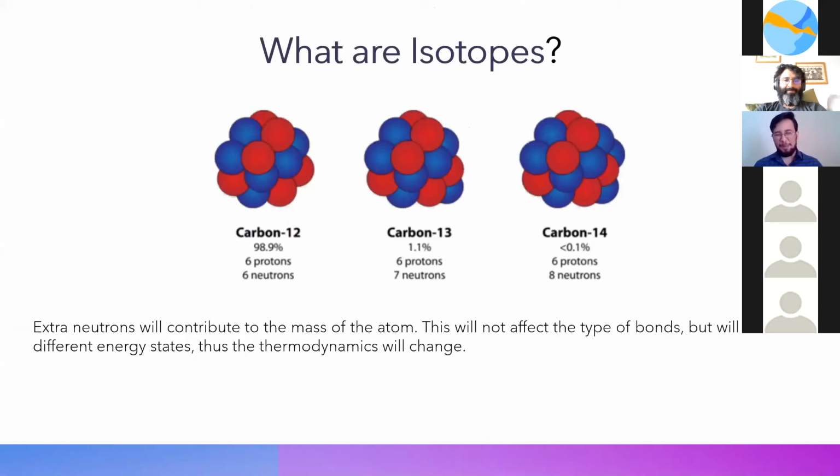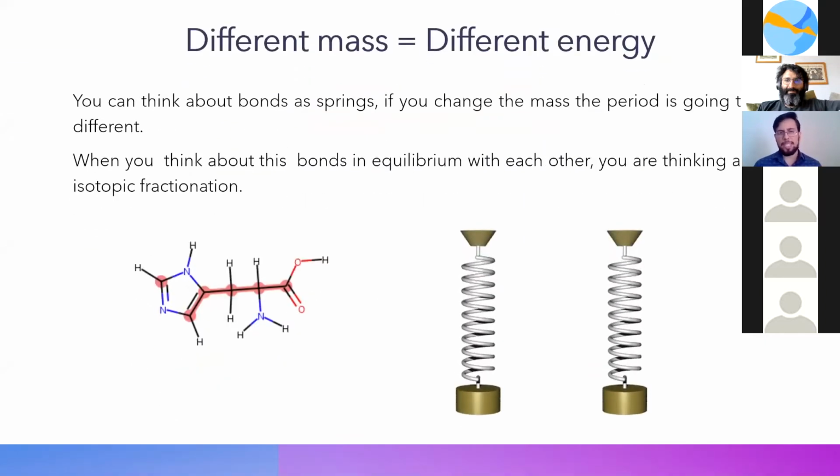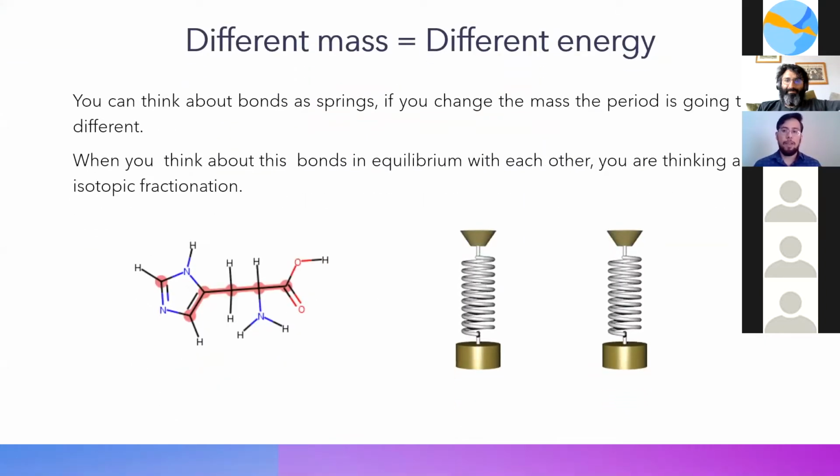So first, what are isotopes? You can probably think of isotopes as different versions of an atom. For instance, here we have carbon 12, carbon 13, and carbon 14. Carbon 12 has 6 protons and 6 neutrons. Carbon 13 has 6 protons and 7 neutrons, and carbon 14 has 6 protons and 8 neutrons. Extra neutrons will contribute to the mass of the atom. This will not affect the types of bonds it can form, but it will create different energy states. Thus, the thermodynamics will change. So this is an important aspect. Different mass equals different energy.